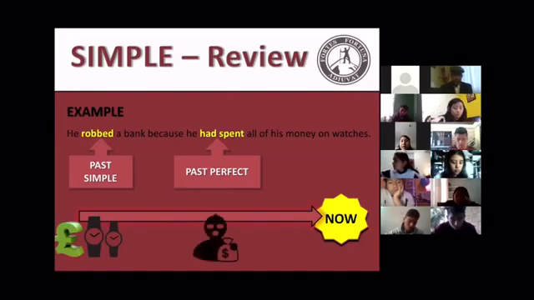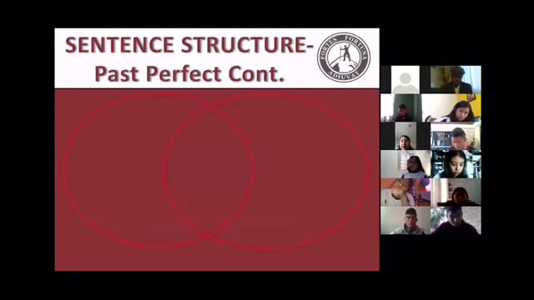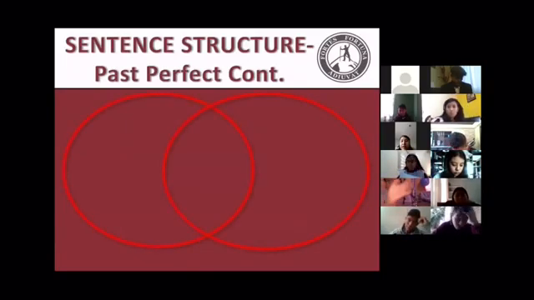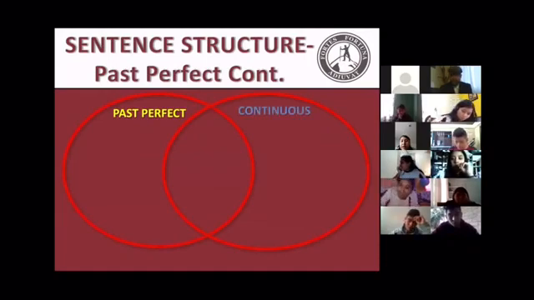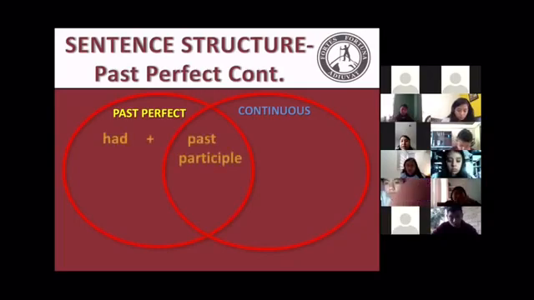The sentence structure we'll have a look at of past perfect continuous. So we split it into 2. You see those circles? We're going to have the first part, past perfect, and the second part, continuous. Remember your sentence structure for past perfect. What was it? What auxiliary did we use? We have the had and the past participle. Okay, we just looked at that one.